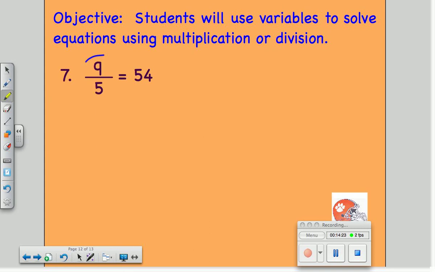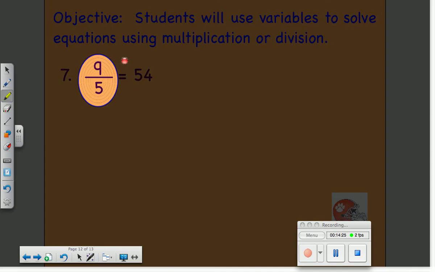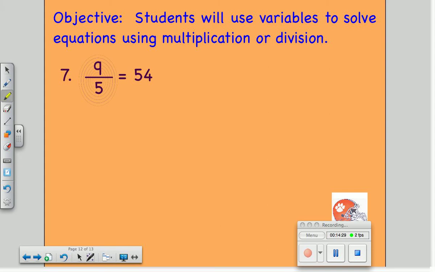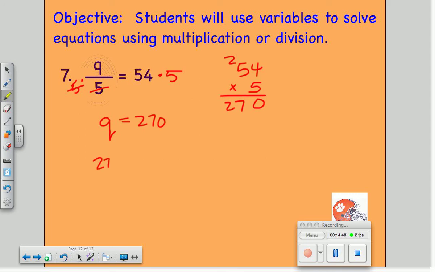I'm using division here, so to solve it, I need multiplication. So I'm going to multiply by the same number on both sides. So I'm going to multiply by 5 here, and multiply by 5 here. Now this becomes Q, and 54 times 5. I'm going to do that long ways to make sure I don't make any errors. Okay? 270. So I'm saying 270 divided by 5 equals 54.